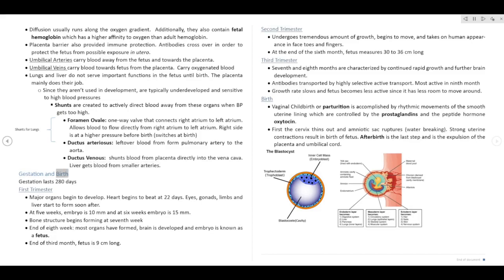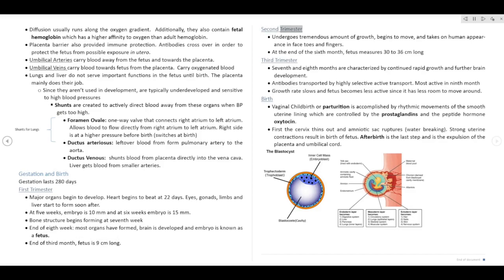Gestation and birth. Gestation lasts 280 days. First trimester: major organs begin to develop. The heart begins to beat at 22 days. Eyes, gonads, limbs, and liver start to form soon after. At 5 weeks, the embryo is 10 mm, and at 6 weeks the embryo is 15 mm. Bone structure begins forming in the 7th week. At the end of the 8th week, most organs have formed, the brain is developed, and the embryo is known as a fetus. At the end of the 3rd month, the fetus is 9 centimeters long.